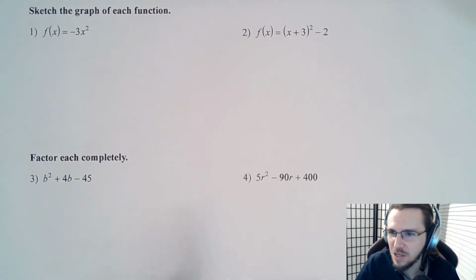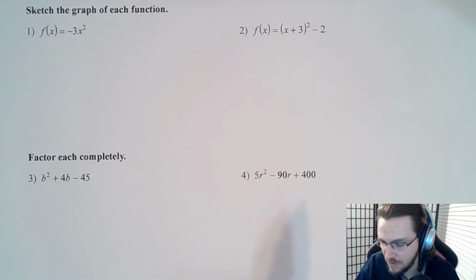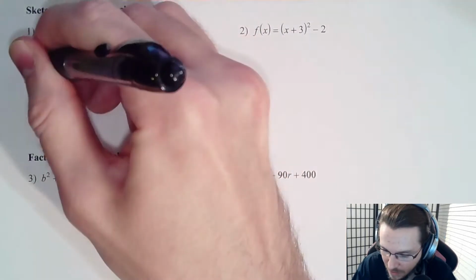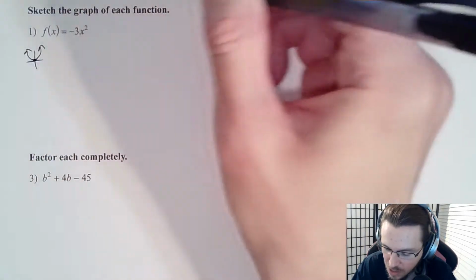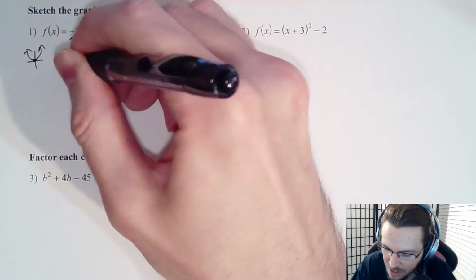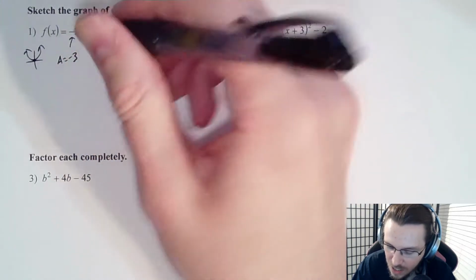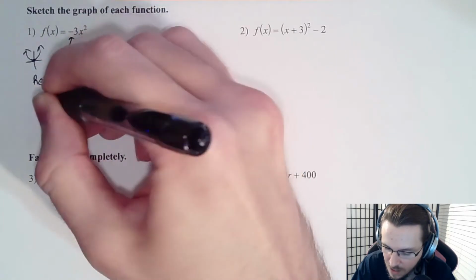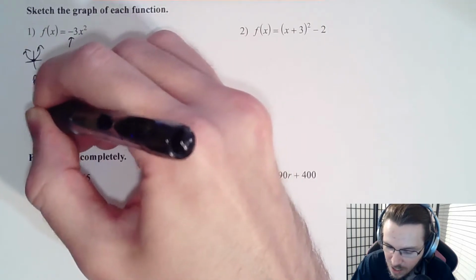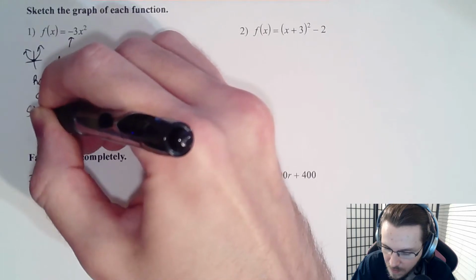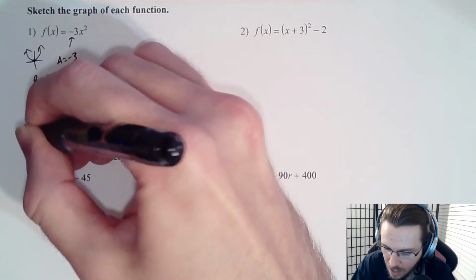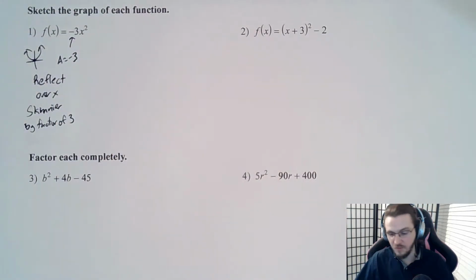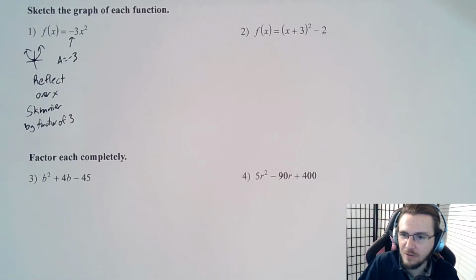Let's get it done. Sketch the graph of each function. So this is going back to our parabola stuff, parent functions all the way back when. Just as a reminder, we have our parent function, x squared, but we have this a equal to -3, which means it is reflected over the x-axis and skinnier by a factor of 3. Or you could say it's a vertical stretch, I guess is the fancier way of saying it.